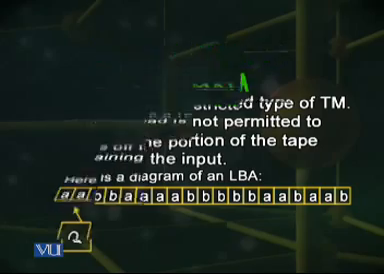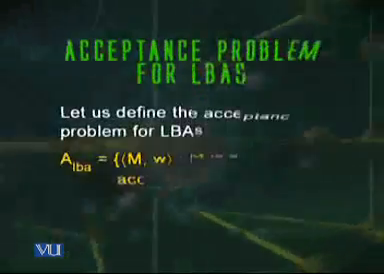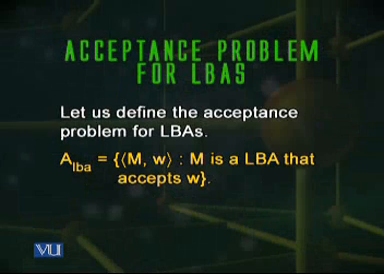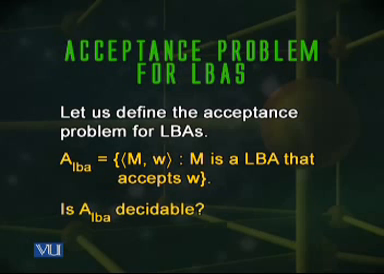This means the linear bounded automata is restricted to this portion of the tape and it would only use that portion of the tape. The emptiness problem and the acceptance problem for linear bounded automata can be defined just as we define them for Turing machines. Let us define the acceptance problem for linear bounded automata. ALBA is going to be the set of all pairs M, w, where M now is a linear bounded automata that accepts a string w. The question arises, is ALBA decidable?